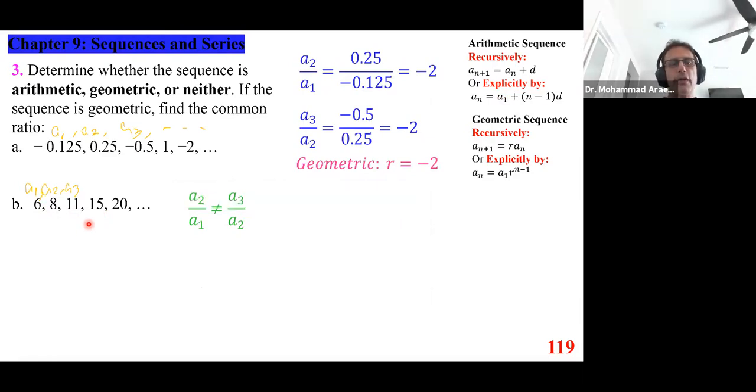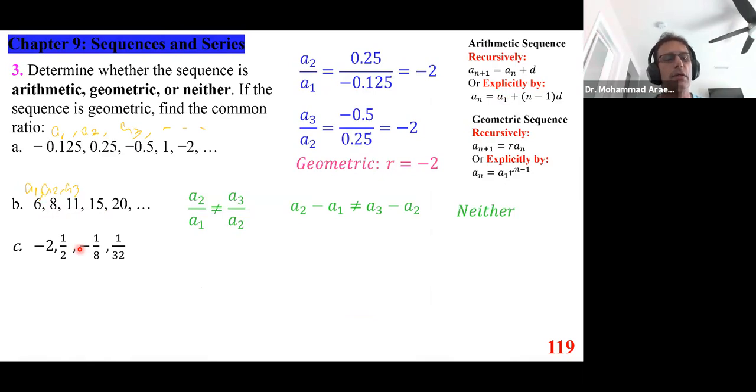If we look at their differences, 8 minus 6, 11 minus 8, so on and so forth, they are not the same either. So we don't have a geometric sequence, we don't have an arithmetic sequence.